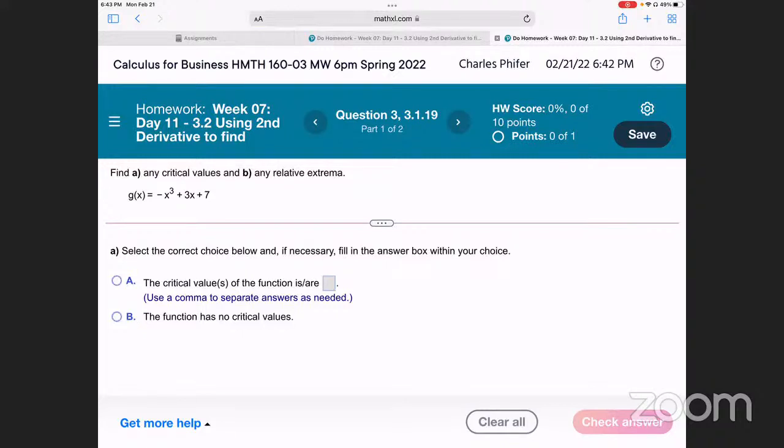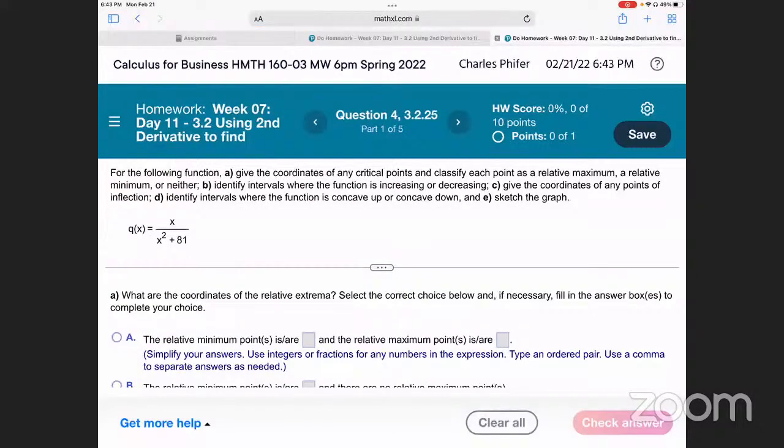So then with this one, we're on 3.2, so let's do 3.2. For the following function, give the coordinates of any critical points and classify them as relative max or min, or neither. Identify the intervals over which it is increasing or decreasing. So parts A and B are from 3.1. Part C says give the coordinates of any points of inflection.